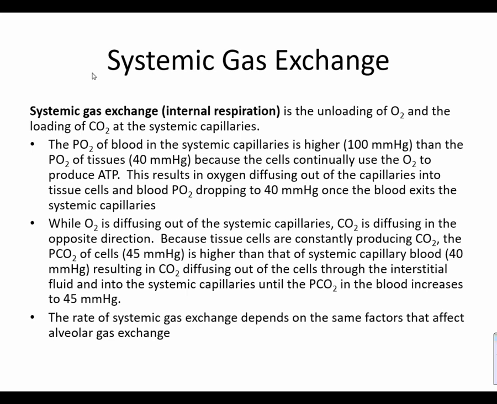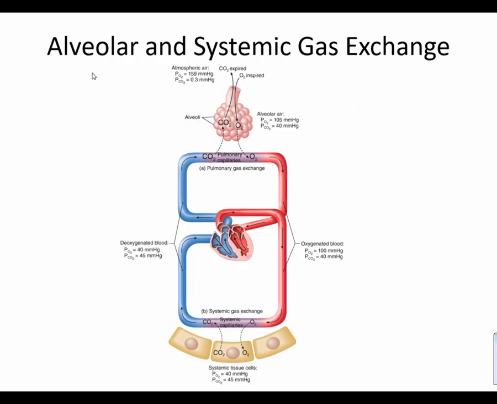And then that CO2 in the capillaries in our lungs is going to be drawn out and into our alveoli and then out of the body. This rate of gas exchange here is dependent upon those same factors affecting alveolar gas exchange. So pressure gradients, surface area, diffusion distance, that kind of stuff. Here's an image to describe both alveolar or pulmonary gas exchange and systemic or tissue gas exchange.